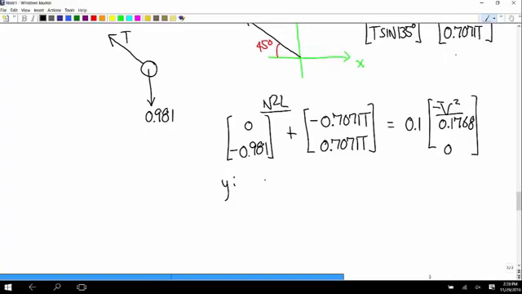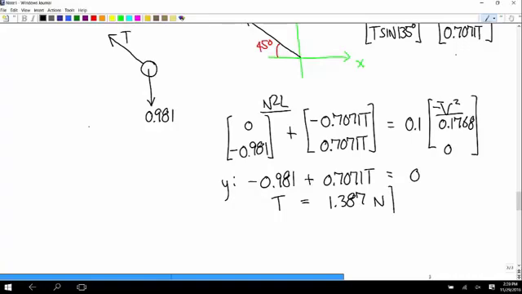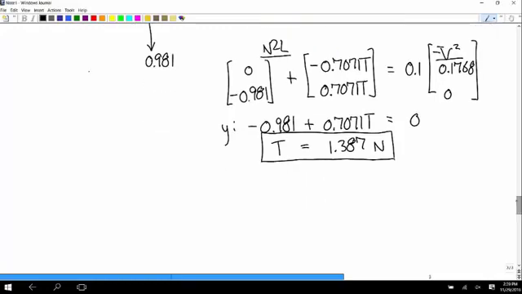The y equation says negative 0.981 plus 0.7071 t is equal to 0. And tell me what that is again, the tension value. 1.387 newtons, so that's our first answer. And then plug that into the x equation.